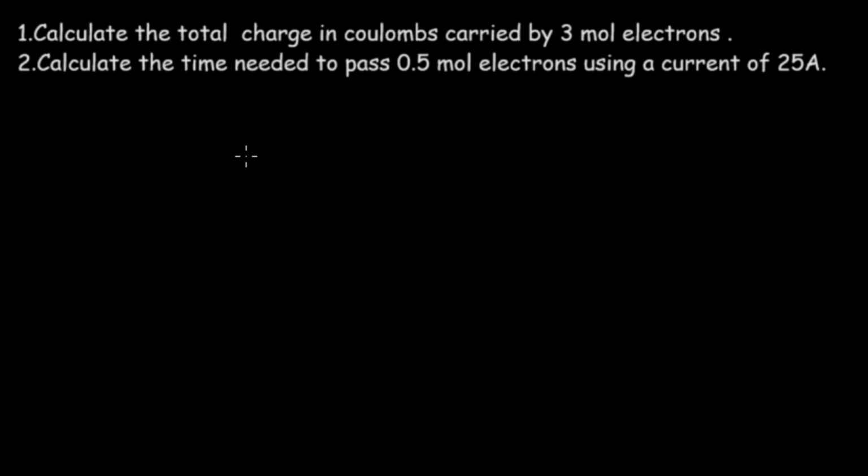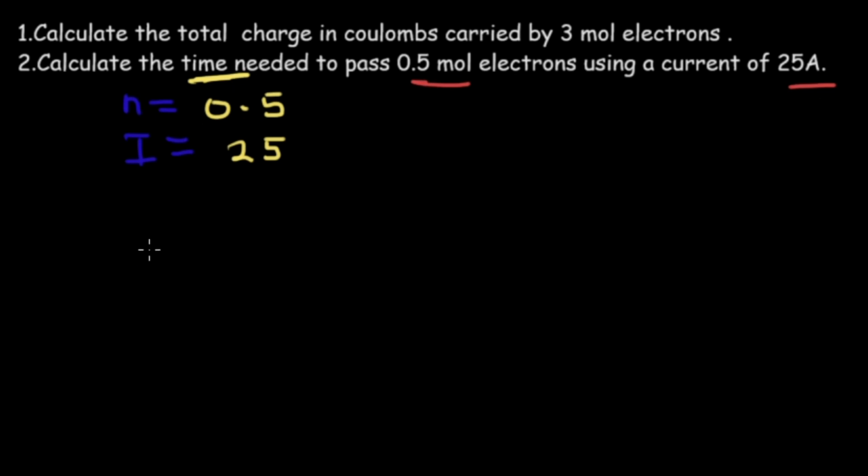Now, in our next question, we've been asked to calculate the time needed to pass 0.5 mole electrons using a current of 25 ampere. Now, what can we derive from these parameters that we've been given? The first parameter that we've been given is the mole, right? And we've been given the mole and also the current. We've been given the mole as 0.5 and the current 25 ampere. And we are being asked to calculate the time.